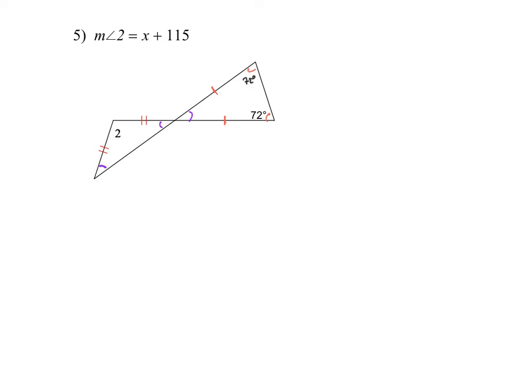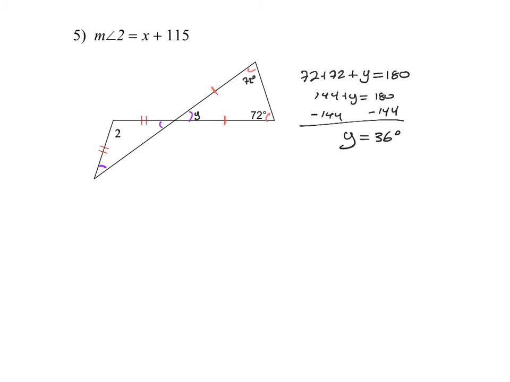So 72 plus 72 plus, let's name this one y, plus y equals 180. So 144 plus y equals 180. So minus 144, y equals 36 degrees. So this one equals 36 degrees, this one is 36, and this one is 36.